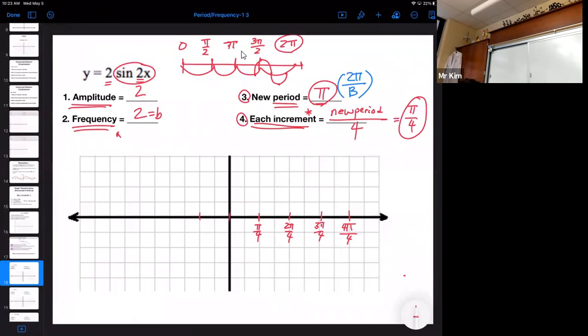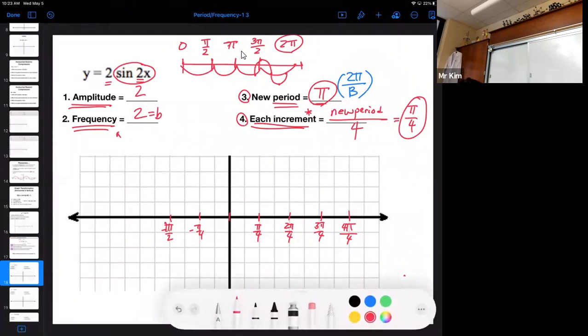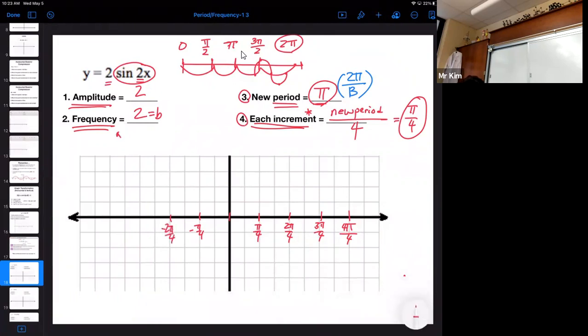Then I'm going to do the opposite. Negative pi over 4, negative 2 pi over 4, negative 3 pi over 4, and then negative 4 pi over 4 here. I'm going to keep it consistent. Okay, so we're actually going from negative pi to positive pi. That's the only thing we're doing.